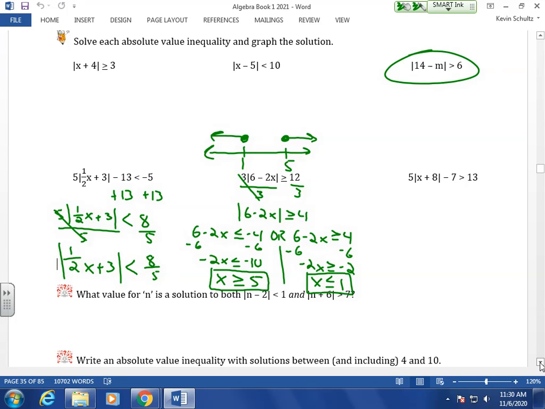But from this step, the bars are by themselves, so we are ready to go to our absolute value inequality. Which type will it be? An and statement, less than symbol. So that tells me that we've got negative 8/5 is less than half x plus 3, which is less than positive 8/5.